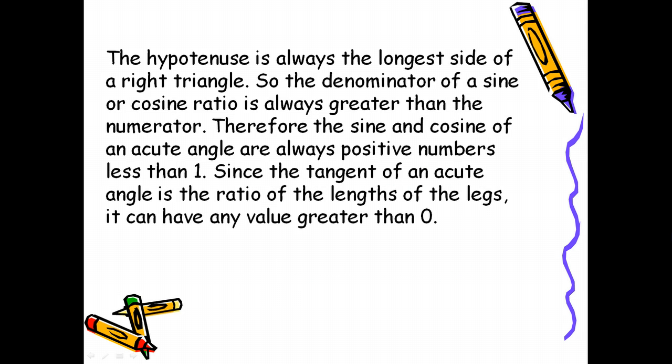The hypotenuse is always the longest side of the right triangle. So the denominator of a sine or cosine ratio is always greater than the numerator. Therefore, the sine and cosine of an acute angle are always positive numbers less than 1. Since the tangent of an acute angle is the ratio of the lengths of the legs, it can have any value greater than 0. No negative number there.